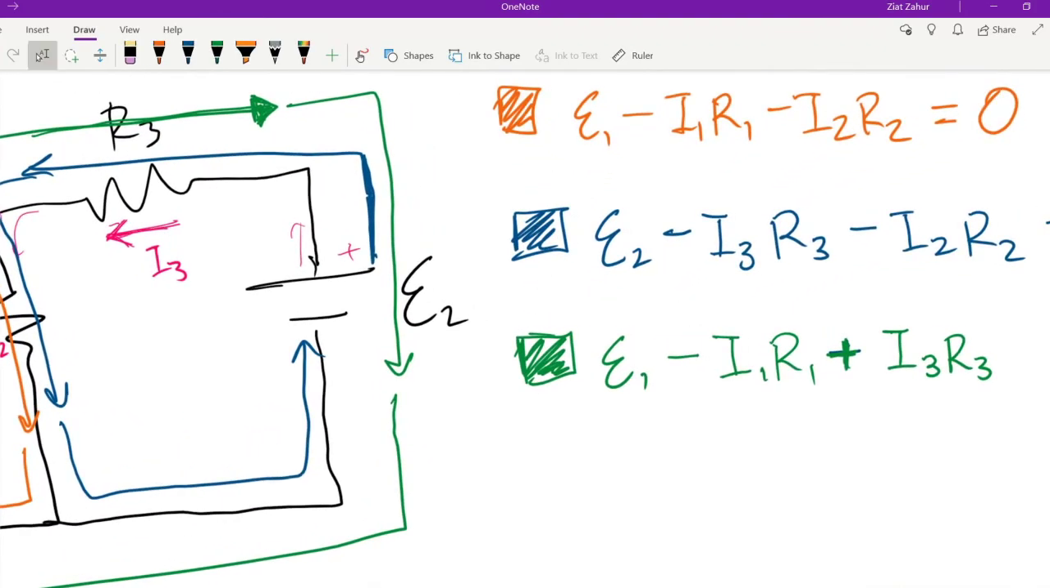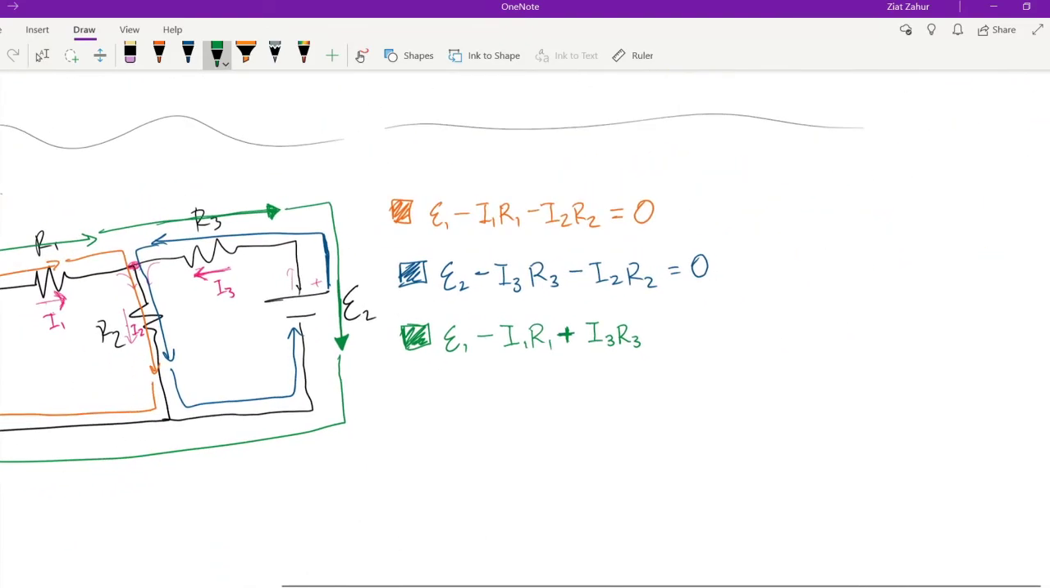Keep going. Now you're going into the battery the opposite way. Whoa. We're going from the positive side into the negative side. What do we do with the battery? It looks like we're doing the opposite. Minus epsilon 2. So we're going to subtract the battery because we're going in the opposite direction.